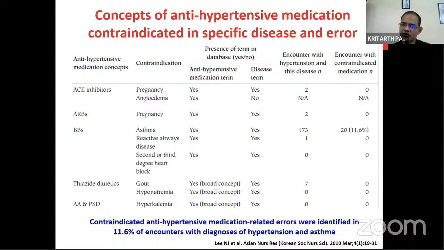ACE inhibitors are not given in pregnancy and angioedema, as well as ARBs, and as well as aldosterone-sparing and corticosteroid diuretics.